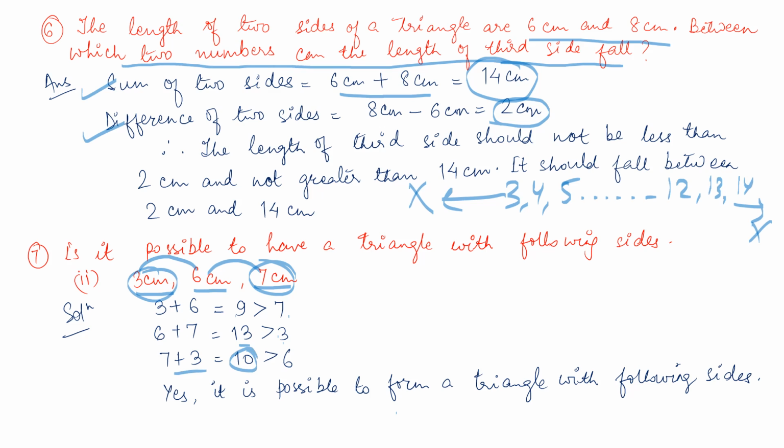If suppose in place of 9, I was getting 5, then 5 is not greater than 7. So in that case the triangle was not possible. Clear? You will consider two sides and then you will see that their sum is greater than the third side.